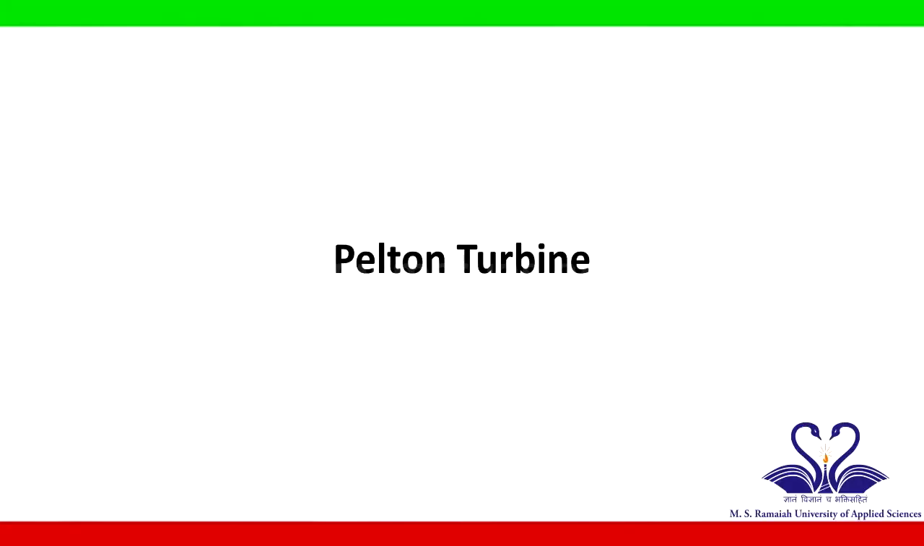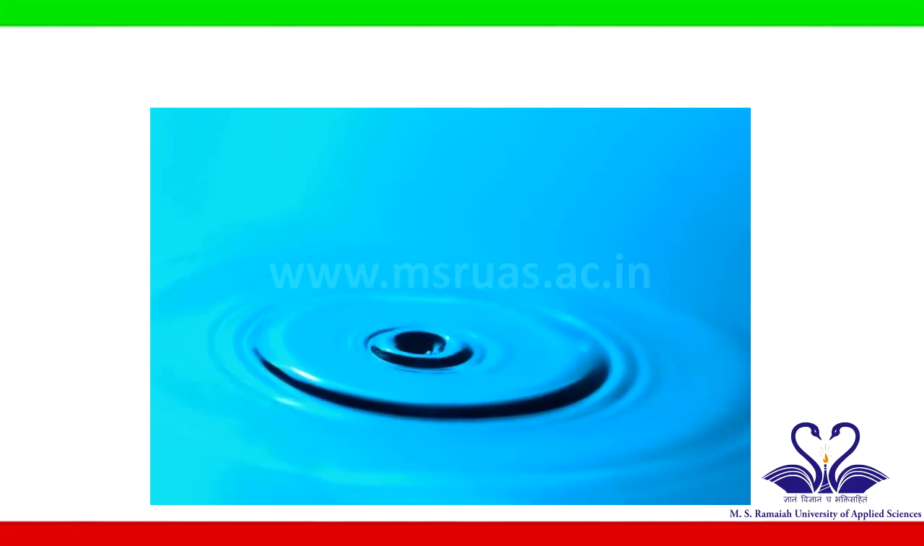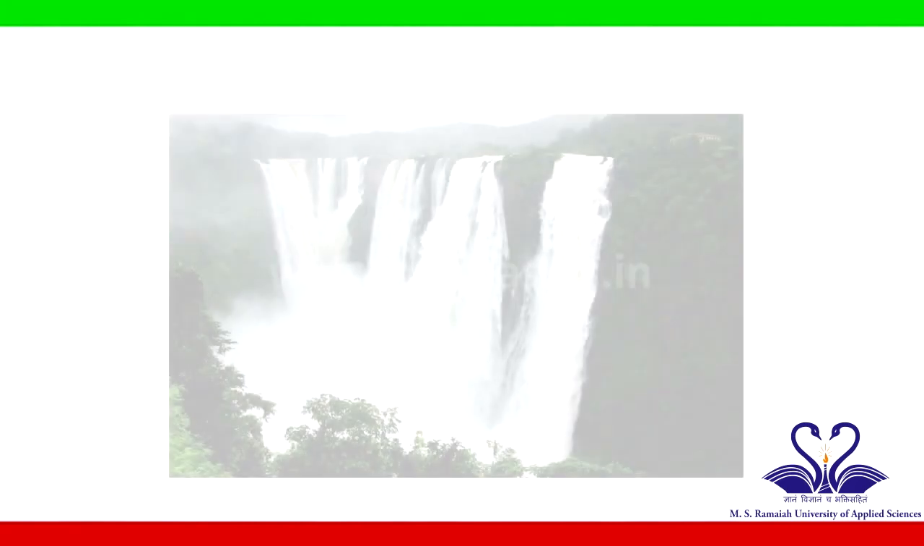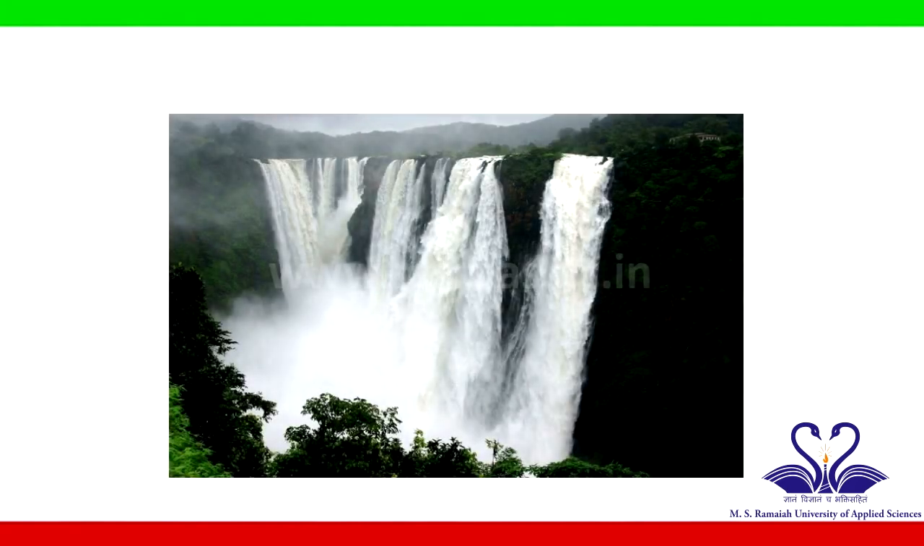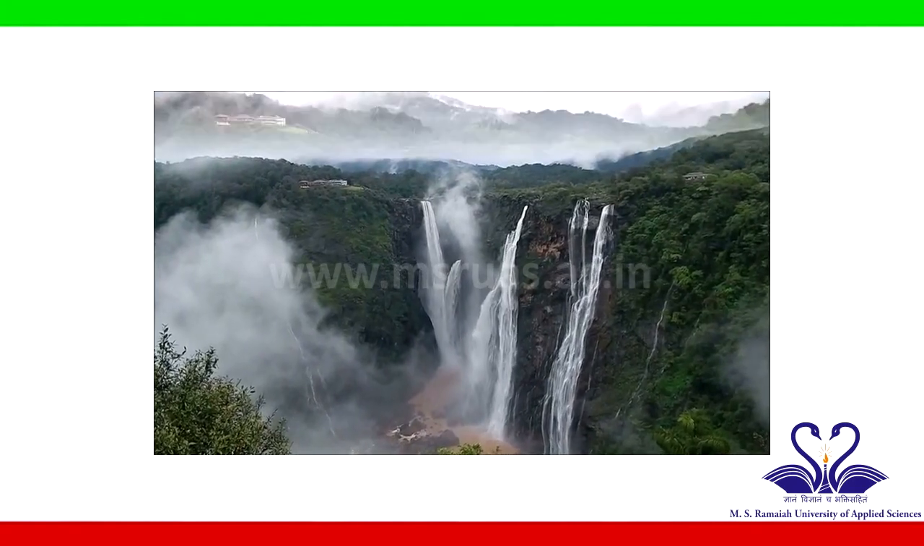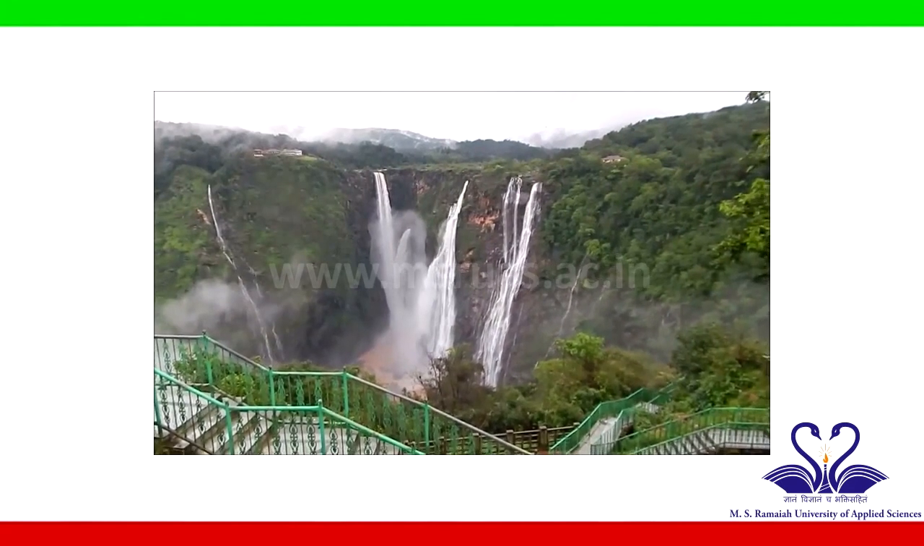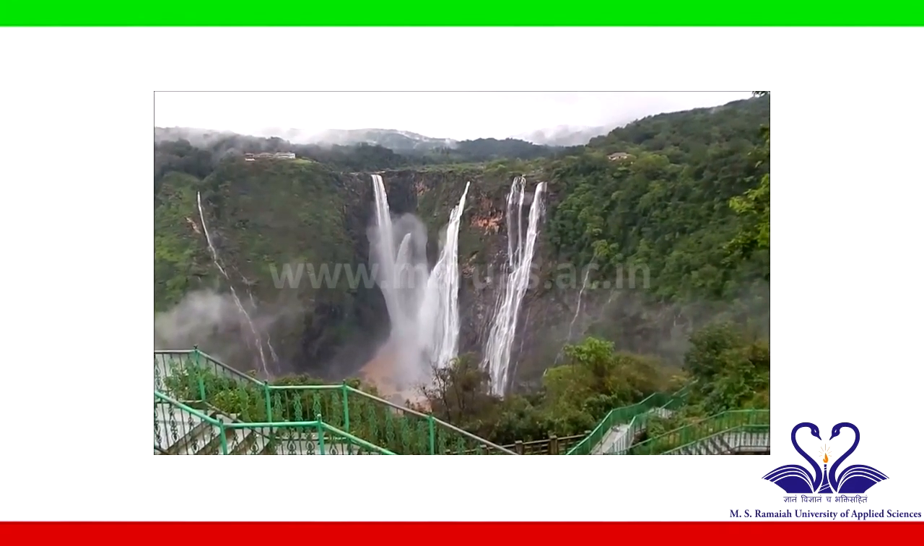Hello students, let us know about Pelton turbine. Flowing water possesses energy, and this is beautifully displayed in the form of waterfalls. The energy from the waterfalls can be converted to electricity, which improves quality of human life. The safe use of high-grade energy like electricity improves the standard of living and general well-being.